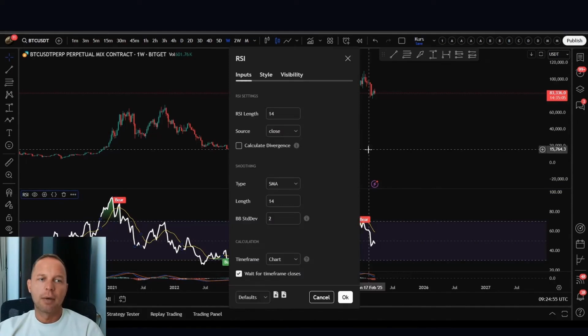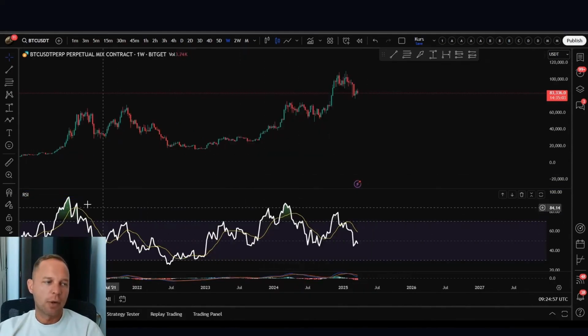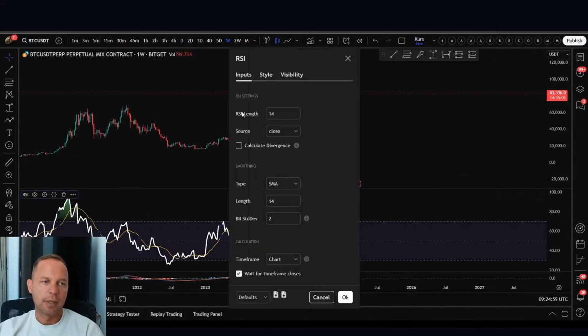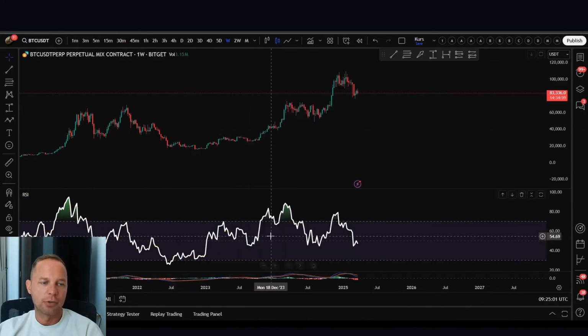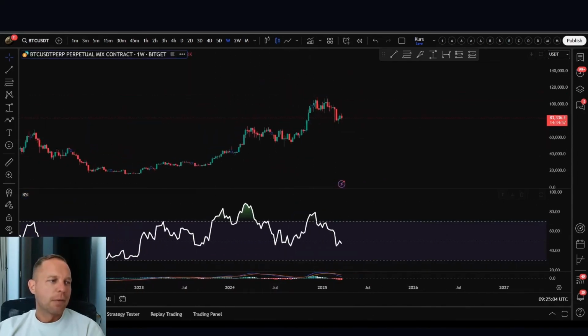But how does it look now? So you also understand what I mean. You already know the RSI, how to input it, how to do it. I'll quickly turn off the yellow line now so it looks a bit cleaner for you. And how do we look at it now?